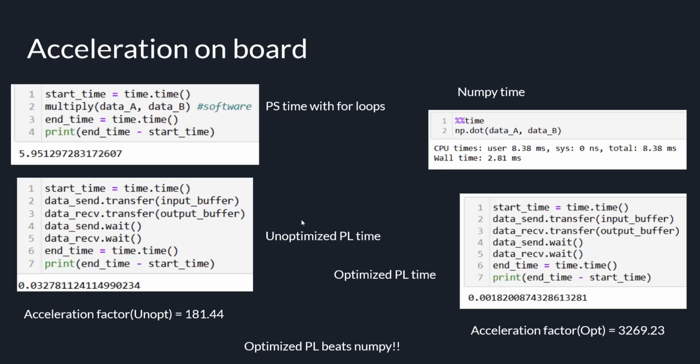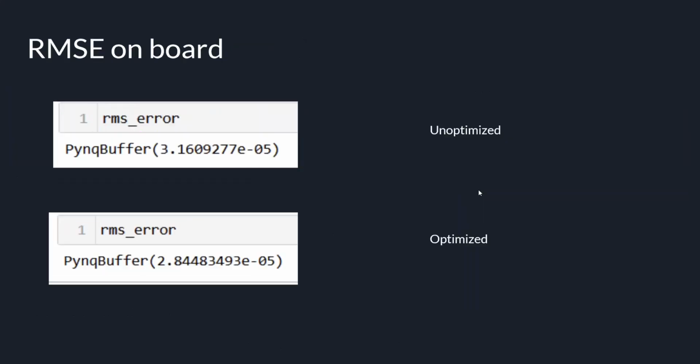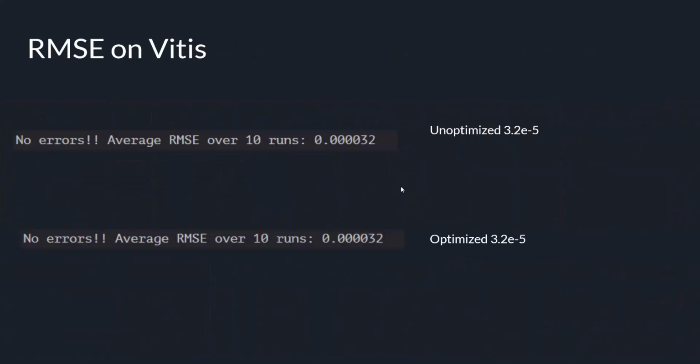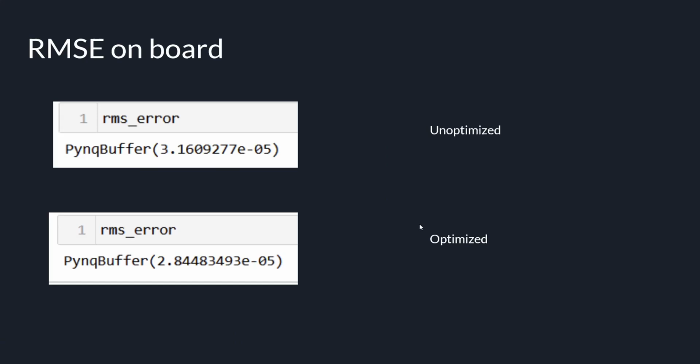And NumPy time was 2.8 milliseconds. As you can see, the optimized PL actually beat NumPy in this case. So that is great. And the RMS error on the board is also similar, 3.2 10 power minus 5, just like the Vitis RMS error that was expected.